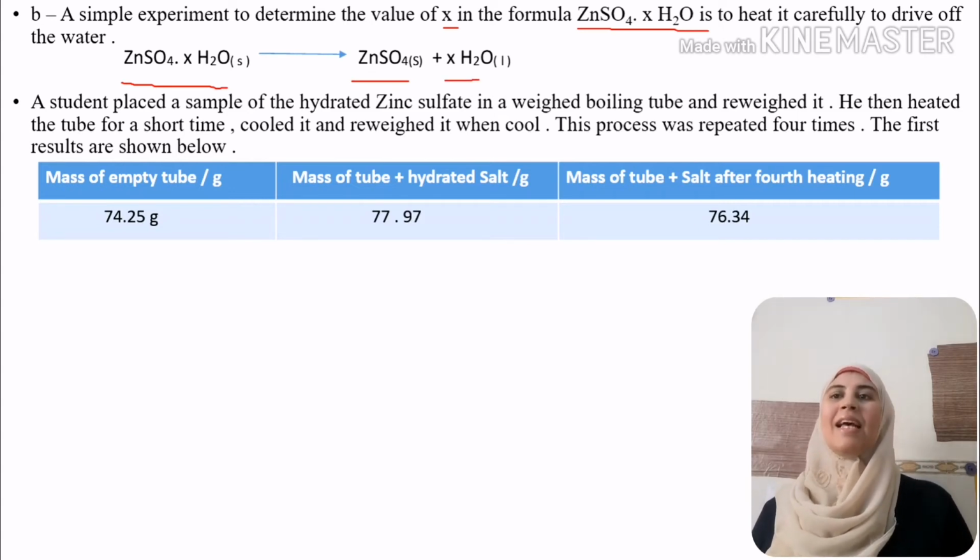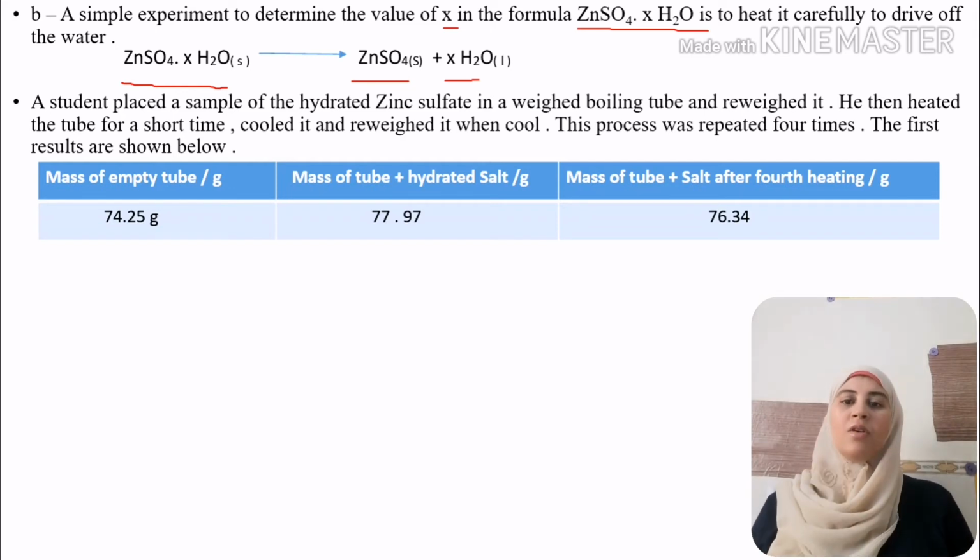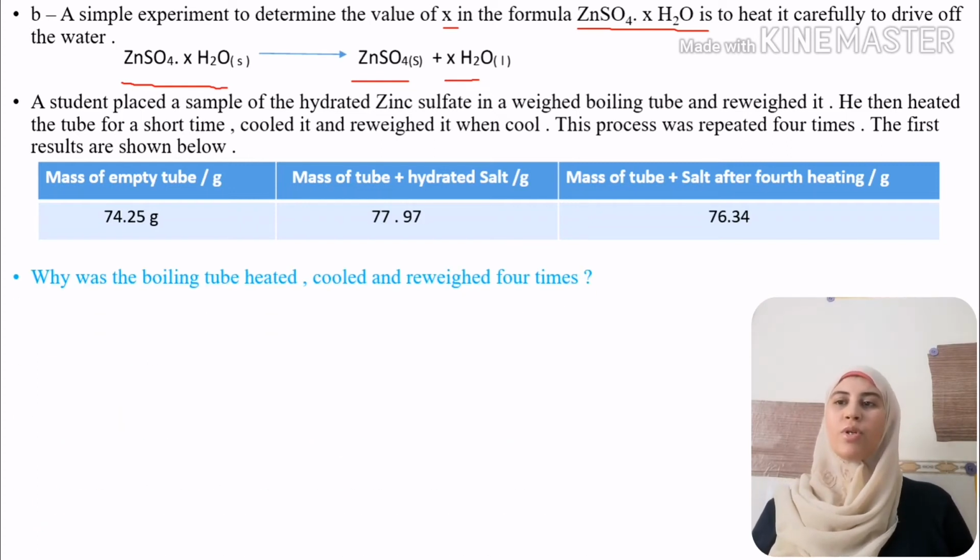A student placed a sample of the hydrated zinc sulfate in a weighed boiling tube and reweighed it. He then heated the tube for a short time, cooled it, and reweighed it when it cooled. This process was repeated 4 times. The first results are shown below: mass of empty tube in grams, mass of empty tube plus hydrated salt, mass of empty tube plus anhydrous salt after heating.